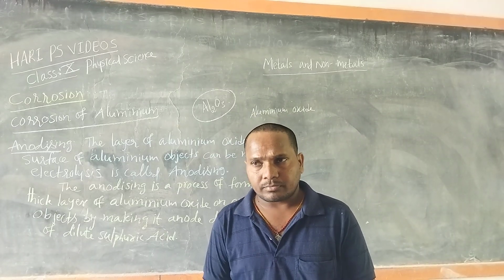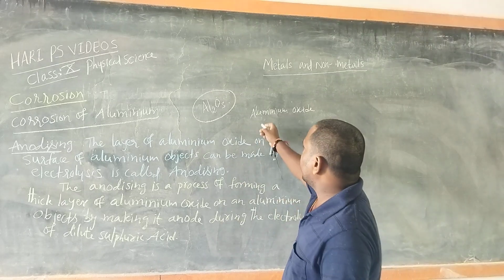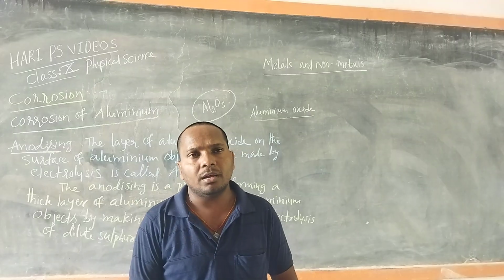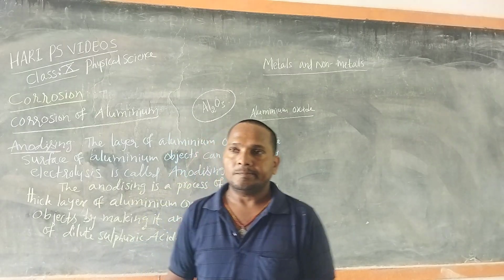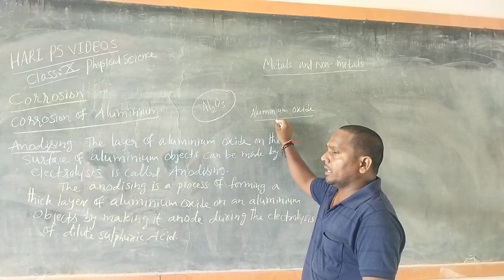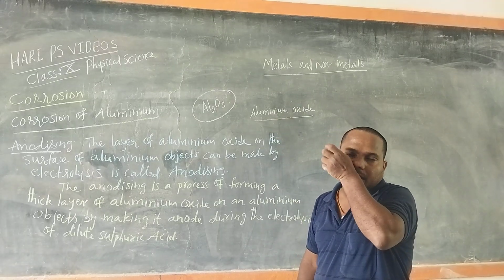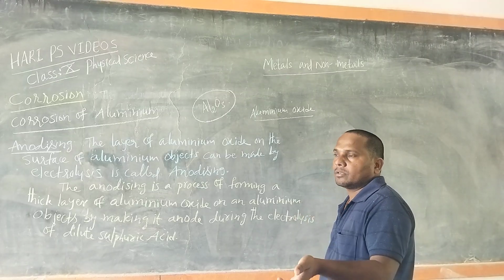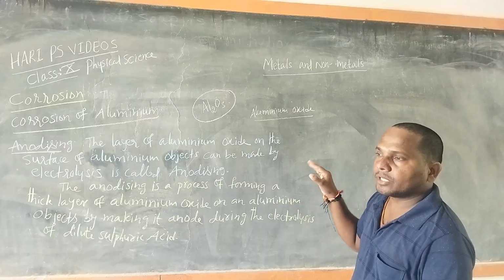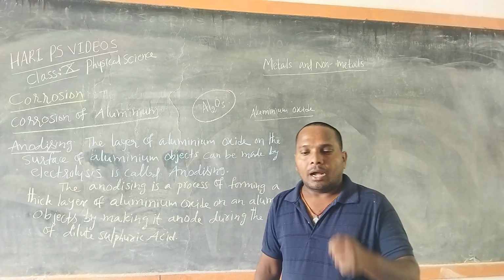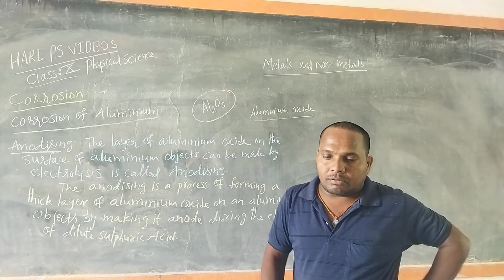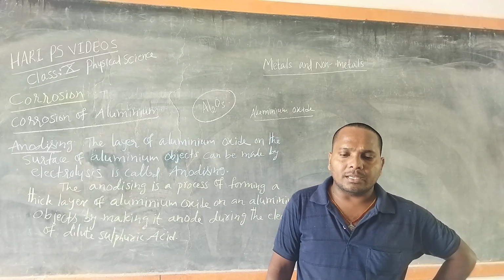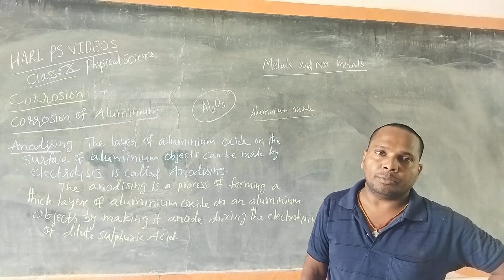Because a thin layer of aluminum oxide is formed on the surface of aluminum objects. But this thin layer of aluminum oxide protects the remaining part of the aluminum object from corrosion. And a common metal which is highly resistant to corrosion is aluminum.